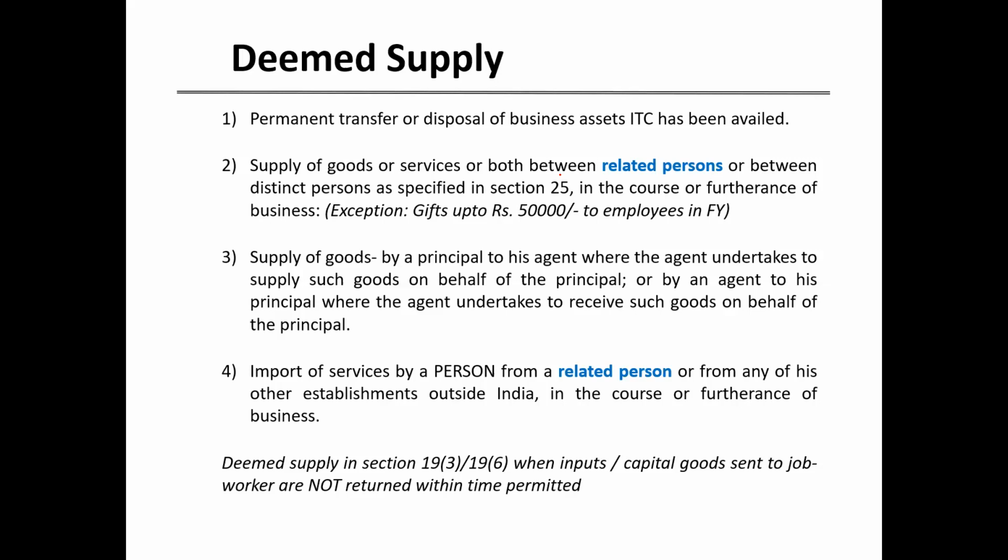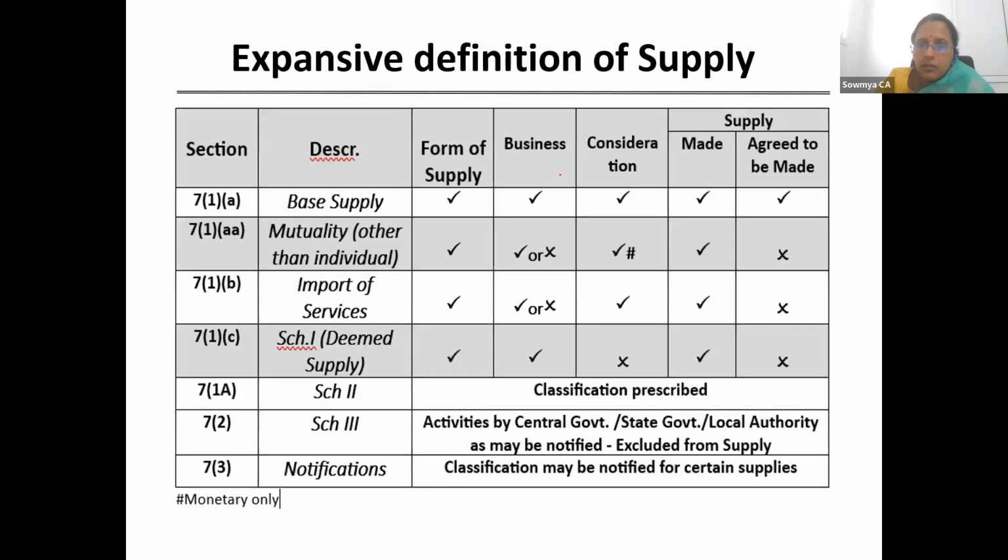Regarding the previous chart, can it be taken up now? So, yes. Ma'am, for mutuality 7(1)(aa), you have marked regarding consideration in the bottom of the chart, you have said monetary only. But the section says or any other valuable consideration. It says cash or deferred payments or valuable consideration. So is valuable consideration monetary only because it is preceded by cash or deferred payments, or can valuable consideration extend to any other things besides monetary consideration also, please?